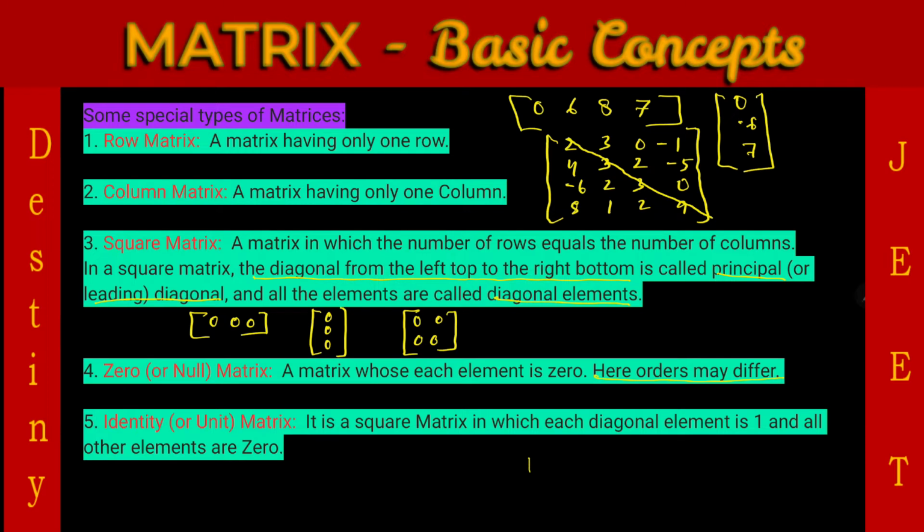Next is identity or unit matrix. It is a square matrix in which the diagonal elements are 1 and other elements are 0. Let us see one example. Suppose we have 1, 0, 0, 1. This is a square matrix of the order 2 into 2, and this is the diagonal, and these are the diagonal elements, and they are 1 and others are 0. So we came to know about some special types of matrix.